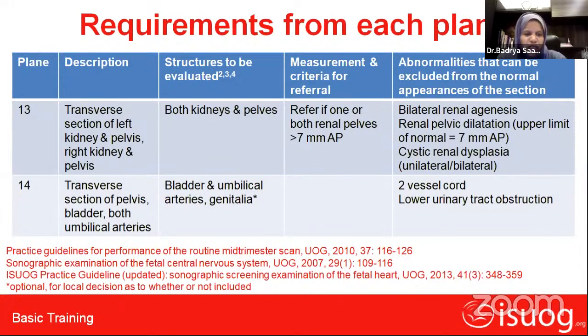And plane 14 is the transverse section of the pelvis, bladder, and both umbilical arteries. It evaluates the bladder, umbilical arteries, and genitalia. What abnormalities can be picked up in this plane? You can pick up two-vessel cords or any lower urinary tract obstruction.